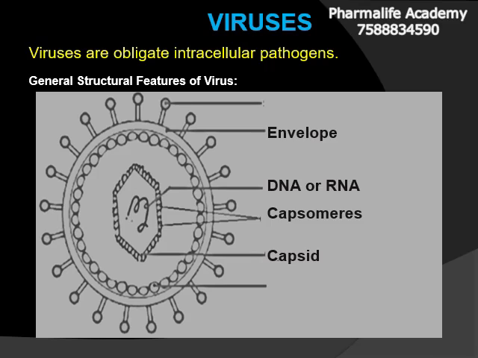The envelope may show projections called spikes. Spikes help viruses to get attached to the host cell. There may be a tegument, which is a cluster of proteins that lines the space between the envelope and capsid.